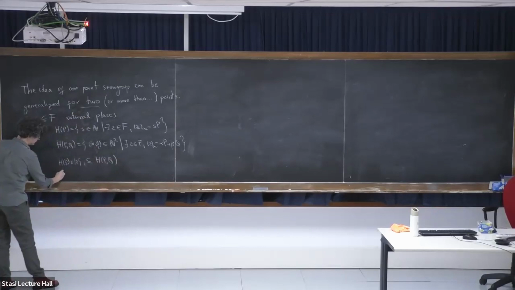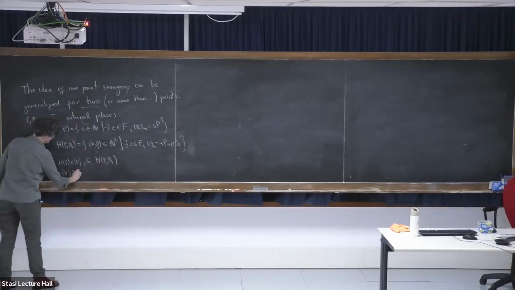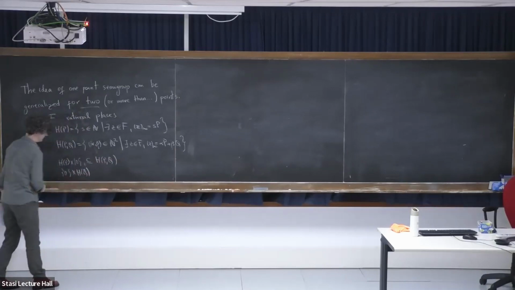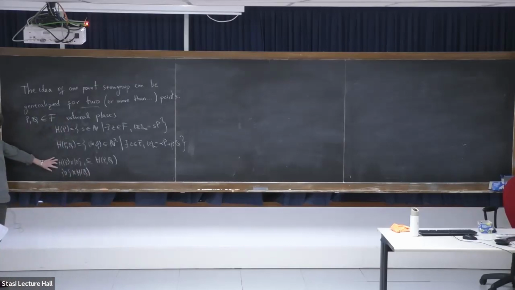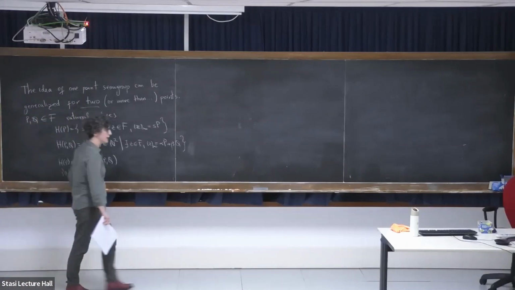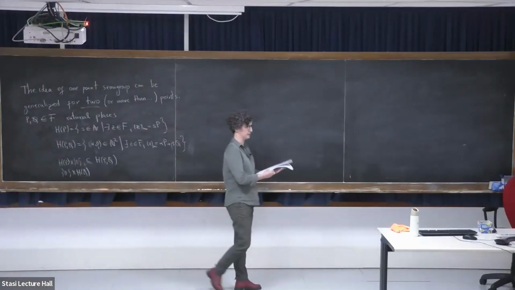Of course, if you do this also, we have this. So this is just by definition that this set and this set are always contained in the semigroup. So what I plan to do today is to show how we can get this and do an example over the Hermitian function fields.